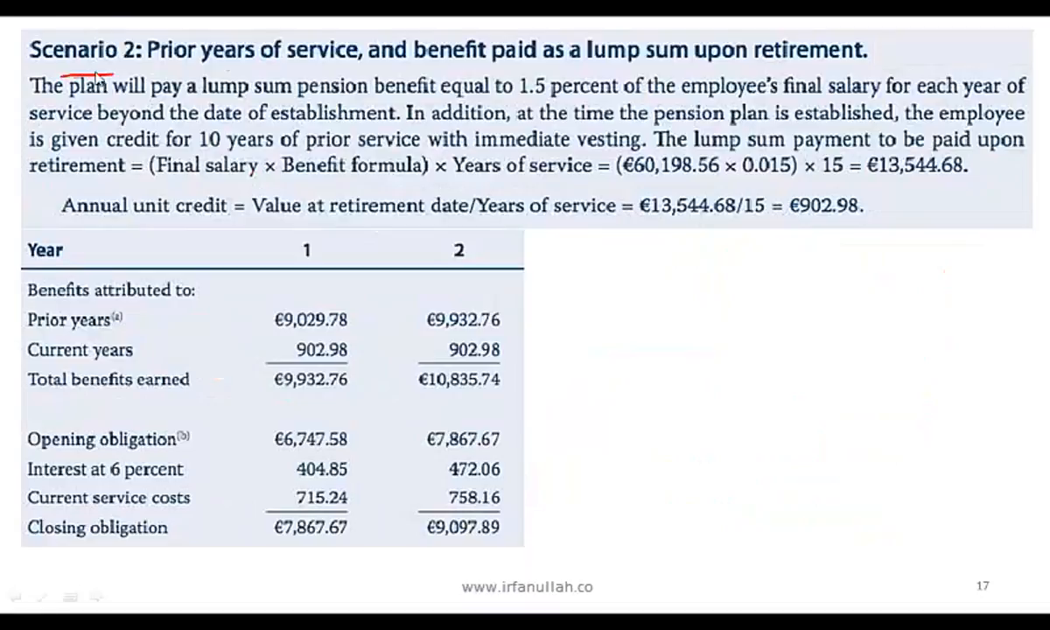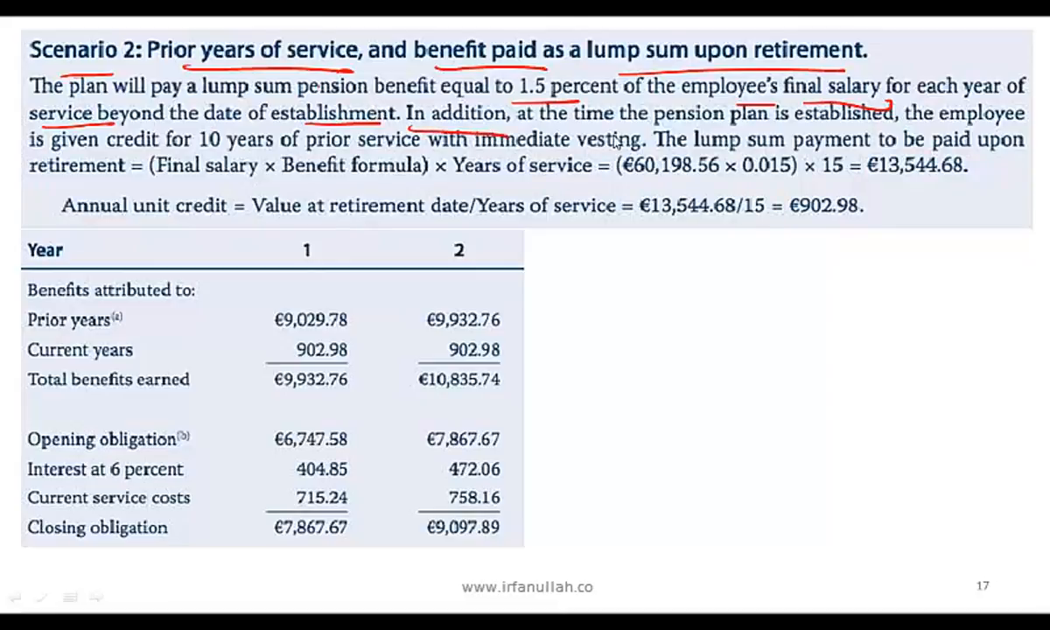Scenario 2 now. Prior years of service and pension paid as a lump sum upon retirement. The plan will pay a lump sum pension benefit equal to 1.5% of the employee's final salary for each year of service beyond the date of establishment. Does this sound any different from scenario 1? Not yet, it's the same thing.